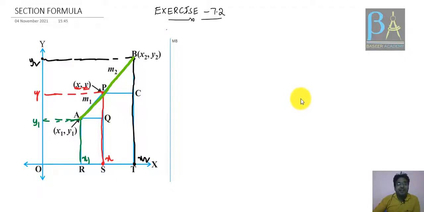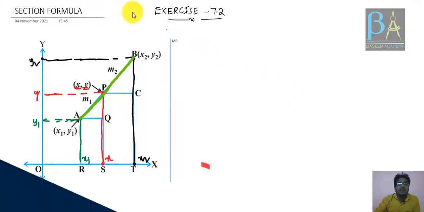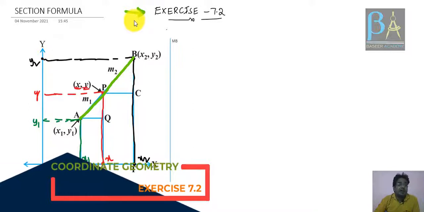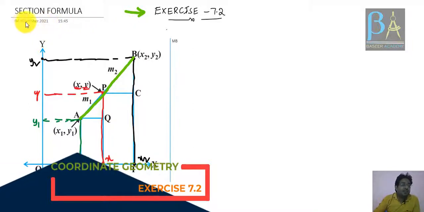My name is Basir. In this video, I will be teaching you exercise 7.2 from chapter 7, coordinate geometry, CBSE 10th class syllabus. Now, we will first derive the section formula.